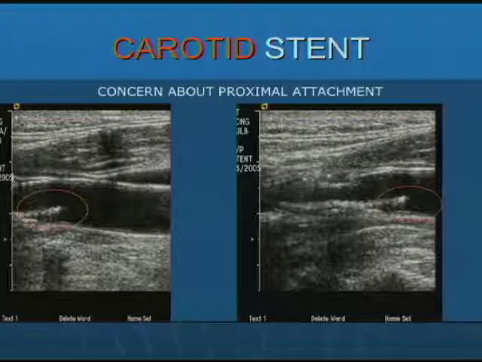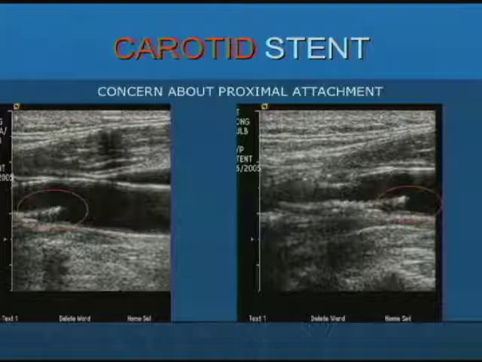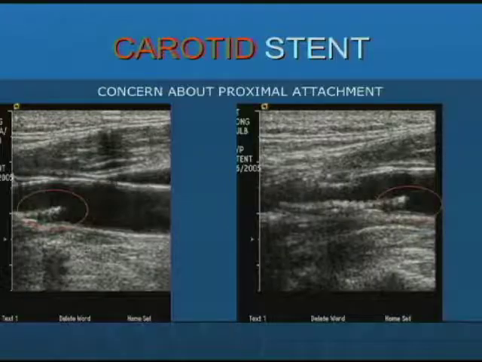Here's an example of a stent where the proximal portion of the stent is not really fixed well into the wall. This patient has been followed now for over a year without any adverse effects to date. But there is still concern about that proximal attachment.